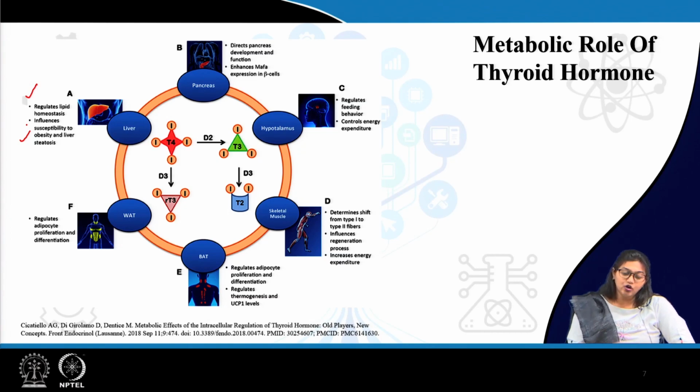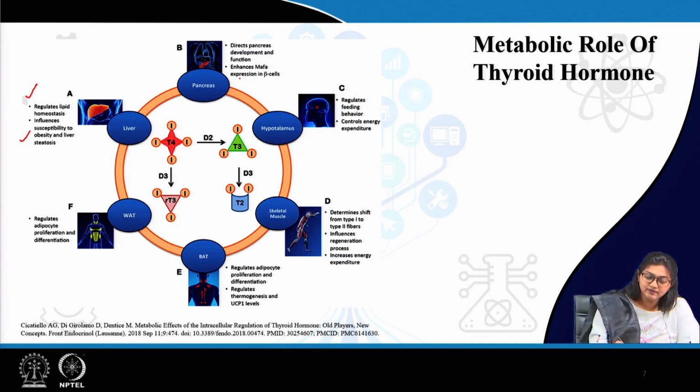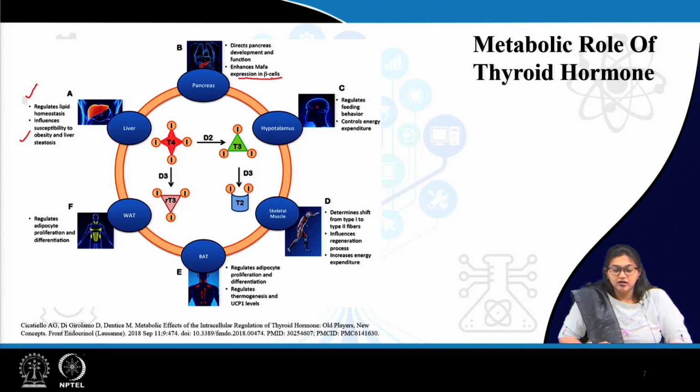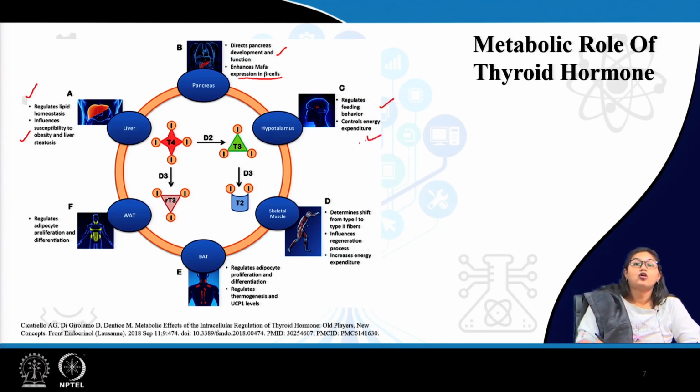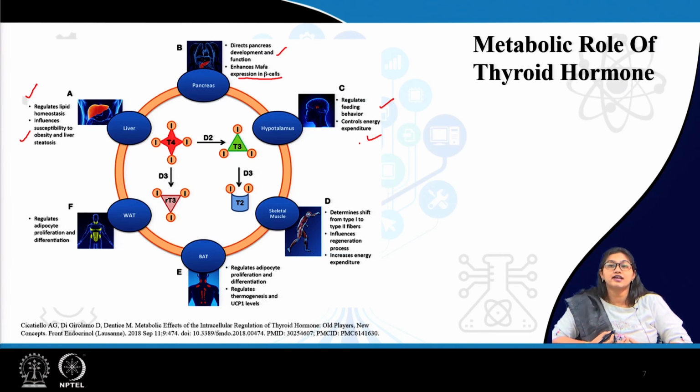Apart from that, it also enhances the beta cell in pancreas, also pancreatic development. Then it controls the feeding behavior, and also controls the energy expenditure. Thyroid hormone increases the basal metabolic rate, which causes expenditure of more energy.